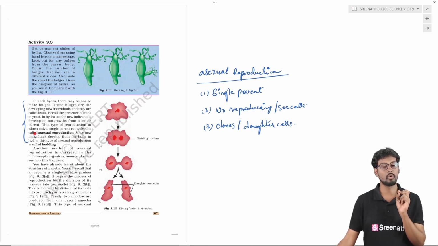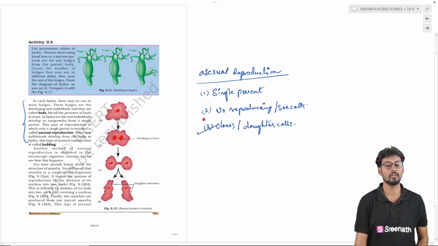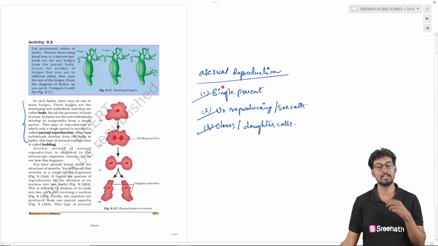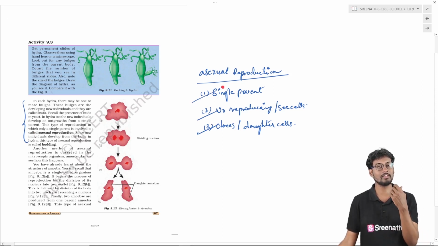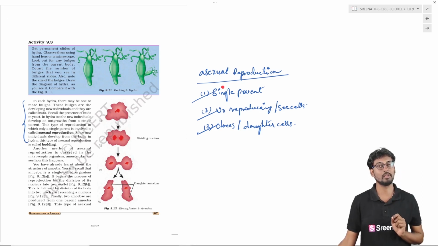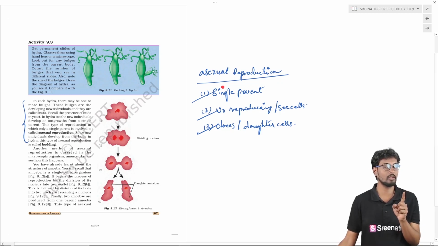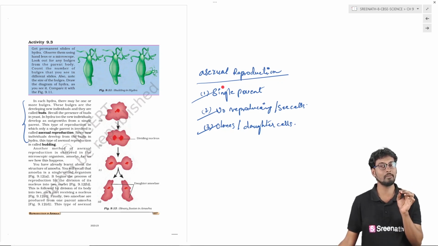These are the clones. The clones are formed as a result of this asexual reproduction. Those are called daughter cells, which are exactly the same as the parent. So there is always a single parent involved, and there is no sexual production, no gametes or sex cells involved, and the daughter cells are exactly the same, called clones, of the single parent.